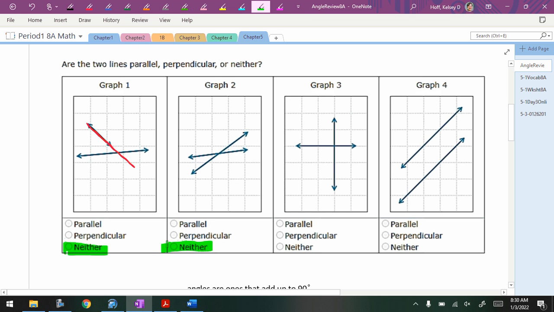Graph 3, parallel, perpendicular, or neither? Perpendicular. They cross, and there's that perfect corner where they meet. Graph 4, parallel, perpendicular, or neither? Parallel. Do you now see what neither means? Does that make sense what neither means? They're going to cross, but they don't meet at 90 degrees. A perfect corner. Okay?